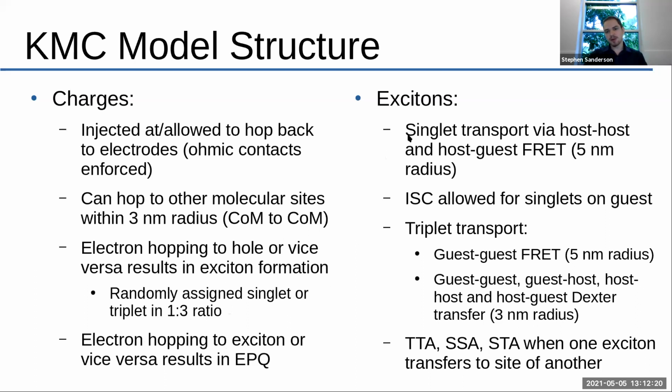Then for excitons, we have singlet transport through host to host and host to guest Forster transfer within a 5 nanometer radius. For singlets on a guest molecule, they can go through intersystem crossing with some rate to become triplets. For triplet transport, we have guest to guest Forster transfer, also within a 5 nanometer radius, and then guest to guest, guest to host, and host to guest Dexter transfer within a 3 nanometer radius. We can calculate rates for all of these based on site energies and their separation. In this case, I've been using the fairly simple Miller-Abrahams approximation just to keep things relatively easy to do.